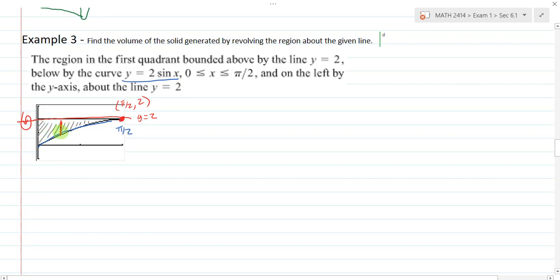Our representative rectangle is going to be perpendicular to that axis of revolution, and the thickness is going to be a delta x. So when I set up my integral for the volume, I'm going to have an integral that goes from 0 to pi over 2 of pi r squared. My radius here is going to be the top function, which is 2, minus the bottom function, which is 2 sine x. And I'm integrating with respect to x, so we put a dx.